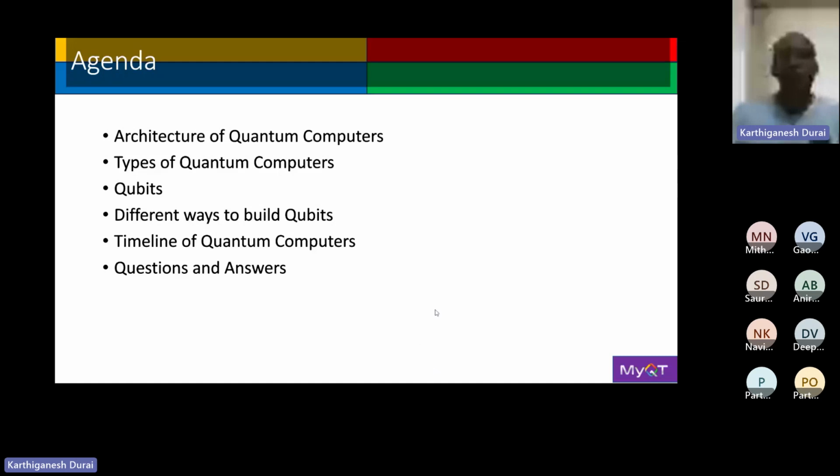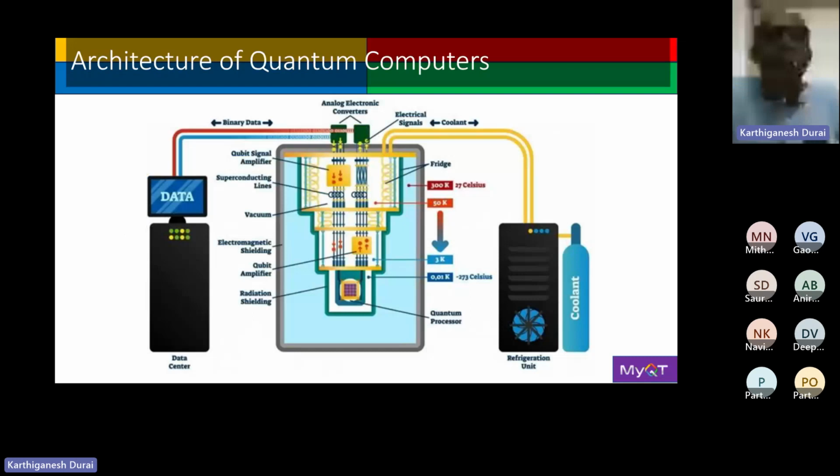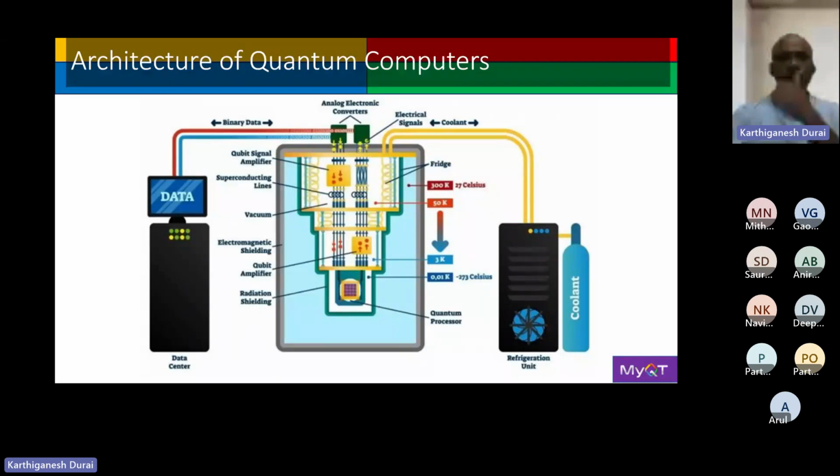With this introduction, let me start with the architecture of a quantum computer. This particular architecture is specific to superconducting quantum computers, but there are many other quantum computers which we are going to see in upcoming slides. To start with, this is a typical block diagram of a quantum computer, and you can see here this is the quantum processor. Let me take the laser pointer. What you are seeing here is the quantum processor, at the bottom of the chandelier structure.